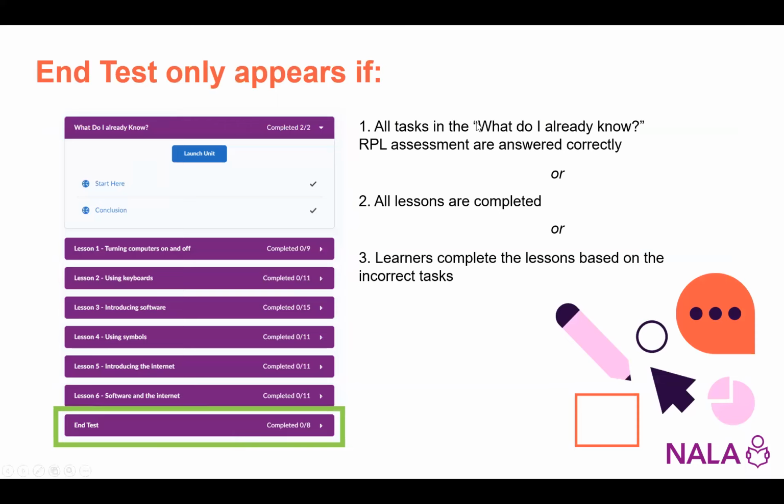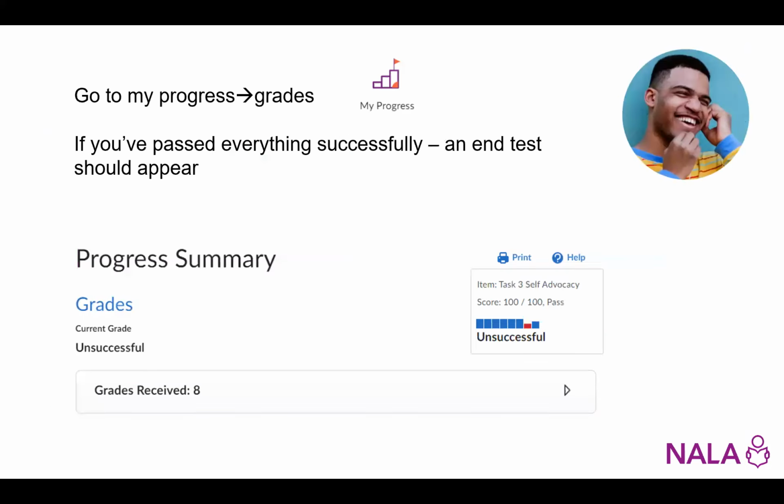So just to recap, the end test will only come up if you answered everything in the "What do I already know?" RPL assessment correctly, or if you do all of the lessons, like what I just did there, I completed the lessons based on my incorrect tasks. So what learners need to do is just check their progress. If they're ever in doubt, just go into my progress and have a look at their grades, and they'll know straight away if they need to repeat anything in terms of an end test. It'll say redo or go to lesson if they need to redo anything.